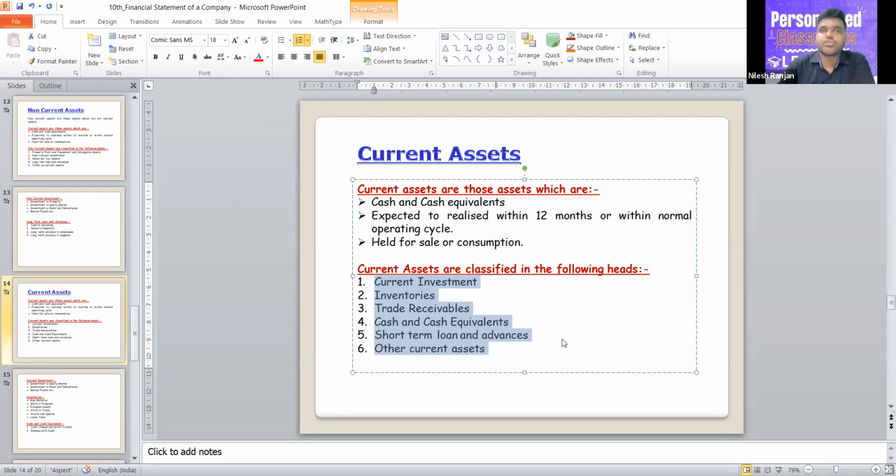Short-term loans and advances. In short-term loans and advances, we give some loan to our related persons or our employees. We give these advances for short-term purpose, that we will receive this money within 12 months. Now tell me, if you have taken a room or a property on rent, and you have given some advance on that property, is it short-term or long-term?